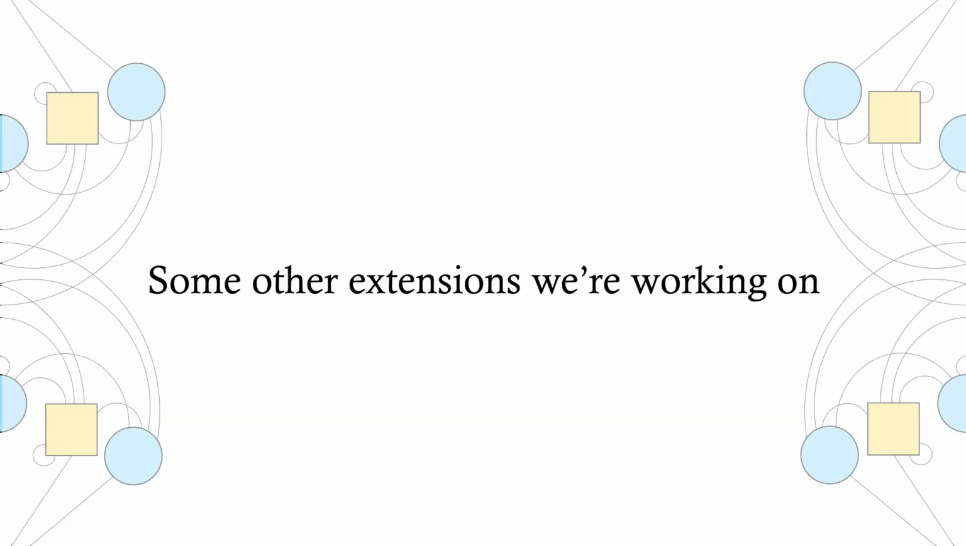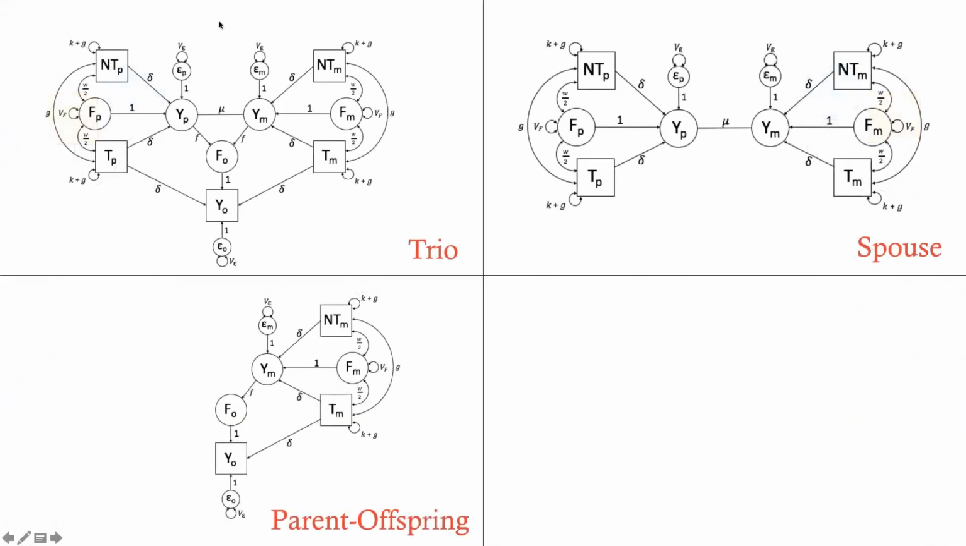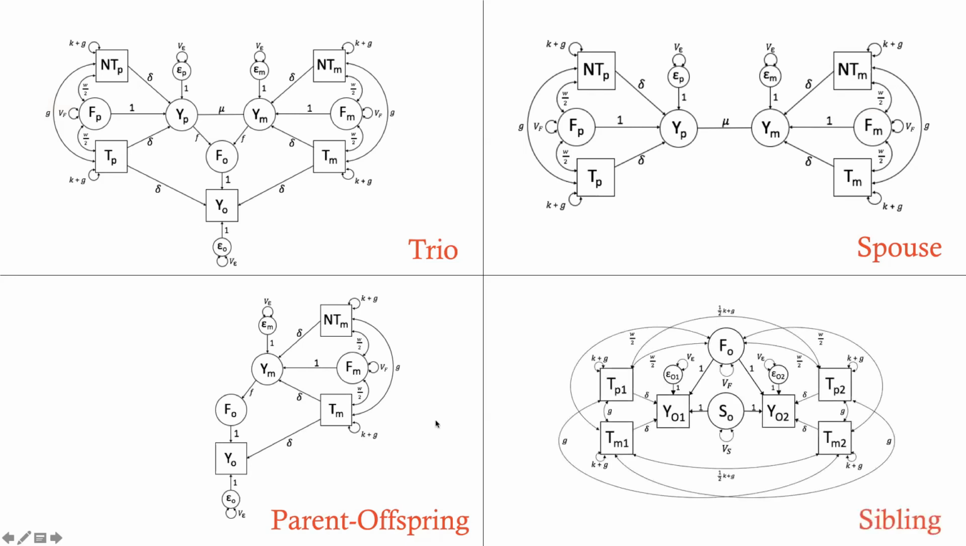So to get started, in addition to the trio-based SEM-PGS models I've been talking about, you can also run variations for data that just have spouse or parent-offspring pairs. And if you find that you have a lot of siblings in your data set, you can also leverage those relationships to obtain some of the relevant parameters like G, because remember, assortment inflates relative covariances. So you can use those relative covariances to determine the value of G.